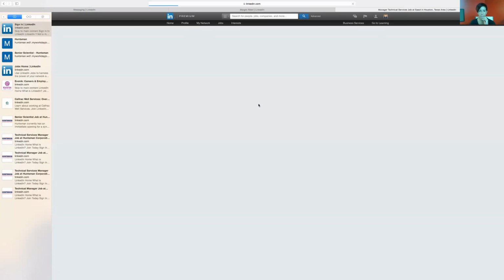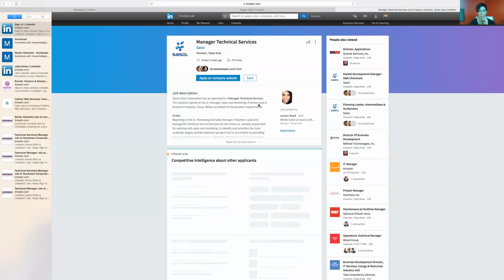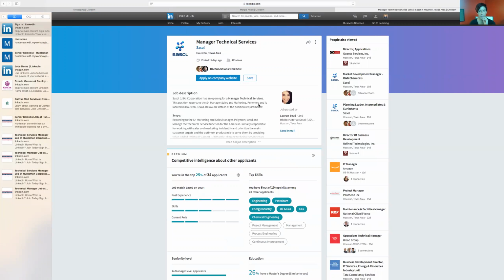Do you notice to the right, there's a person's name, Lauren Boyd? Did you notice that she's the recruiter who posted this job? Yes. Okay, so you can reply, and it tells you underneath how many applicants have applied.